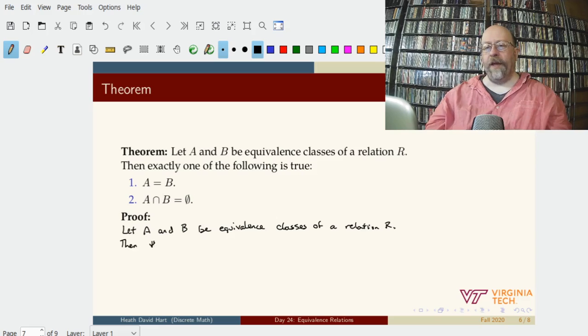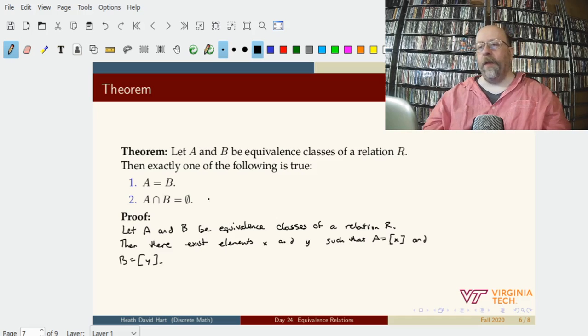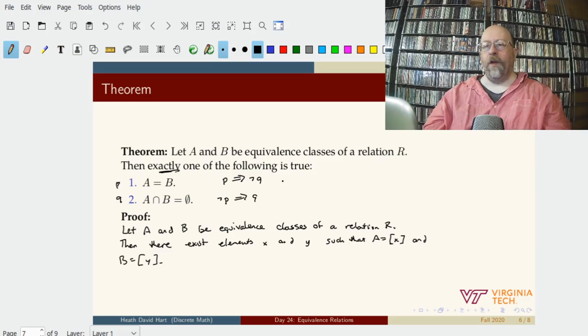Since they're equivalence classes, there exist elements x and y such that A is the equivalence class of x and B is the equivalence class of y. Okay? Now we're saying exactly one of the following is true. So if this one is true, then the other can't be true. Proving this, let me talk about the idea. If this is P and this is Q, then we have to show that if P is true, then Q is not true, and if P is not true, then Q is true. We have to show both of these.